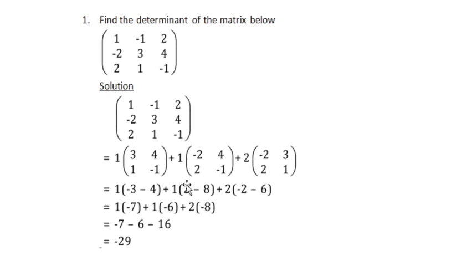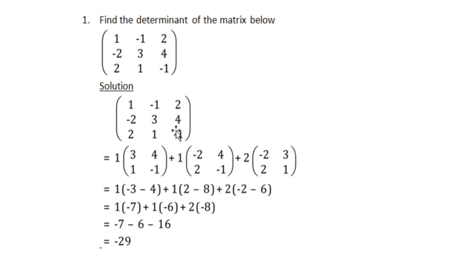When you are through with this next line, the next thing is to do your basic math: minus 3 minus 4 is minus 7, 2 minus 8 is minus 6, minus 2 minus 6 is minus 8. Then you open the bracket: 1 times minus 7 is minus 7, 1 times minus 6 is minus 6, 2 times minus 8 is minus 16. Then you add the negative signs: negative 7, negative 6 is minus 13, minus 13 minus 16 is minus 29. So this is how we solve the 3 by 3 determinant of a matrix.